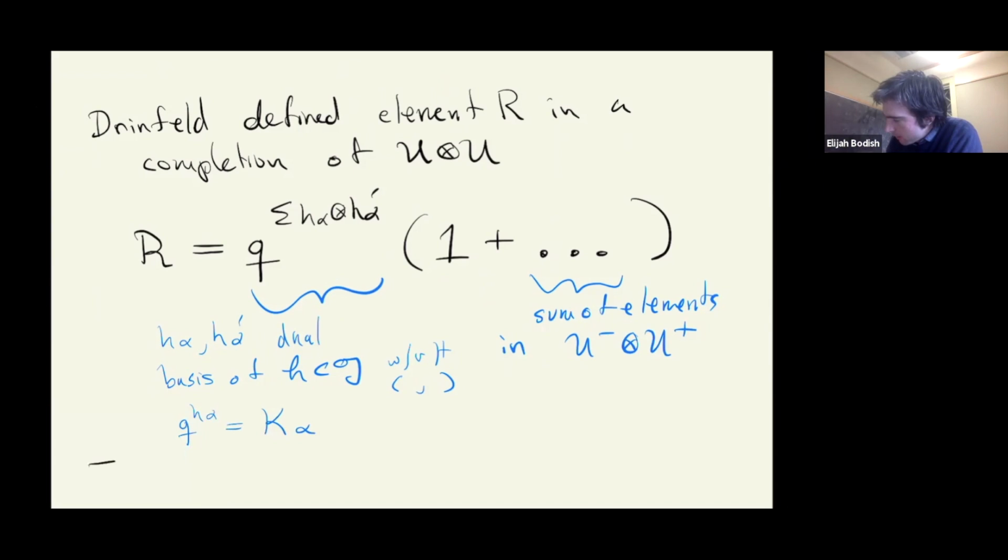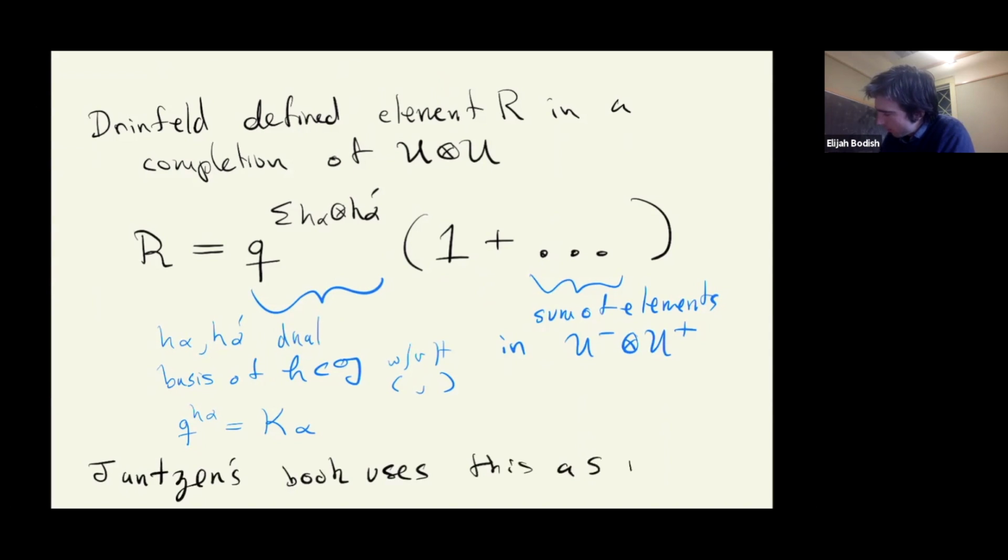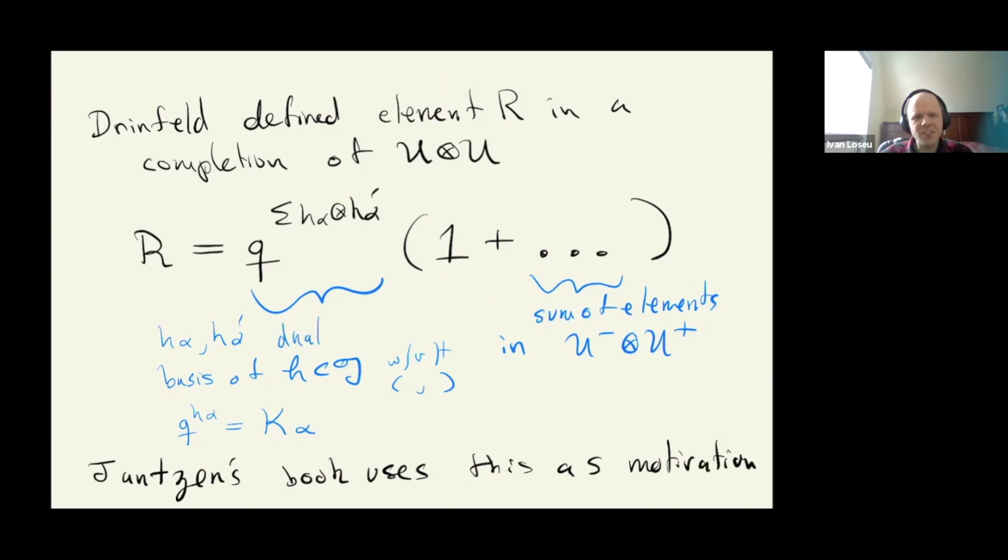So this is the end of the motivational, or introductory, part. Jantzen's book just uses this as motivation. And there is a clear reason why we cannot succeed with our original goal of finding R inside of U tensor U: there are relatively few invertible elements in this tensor product.